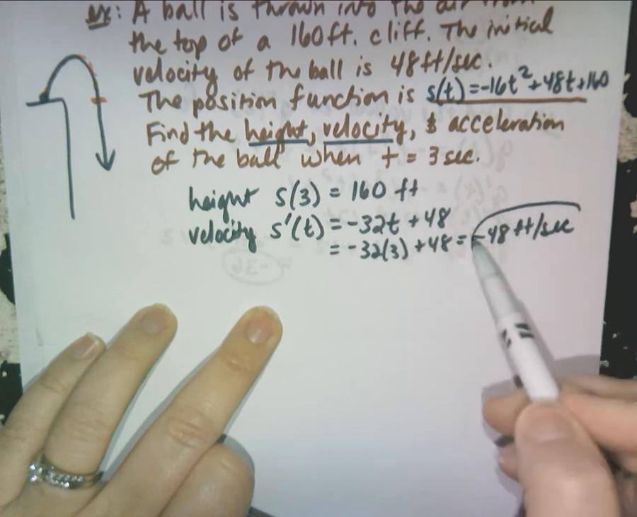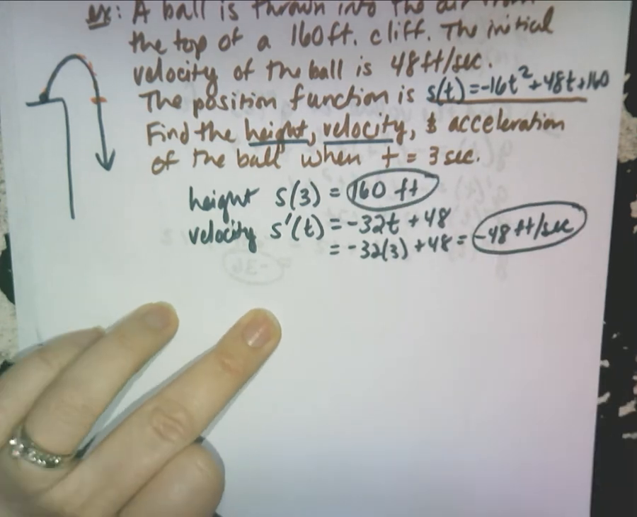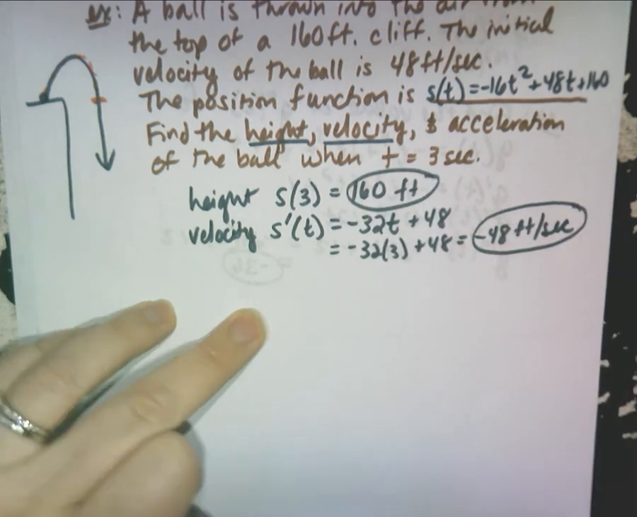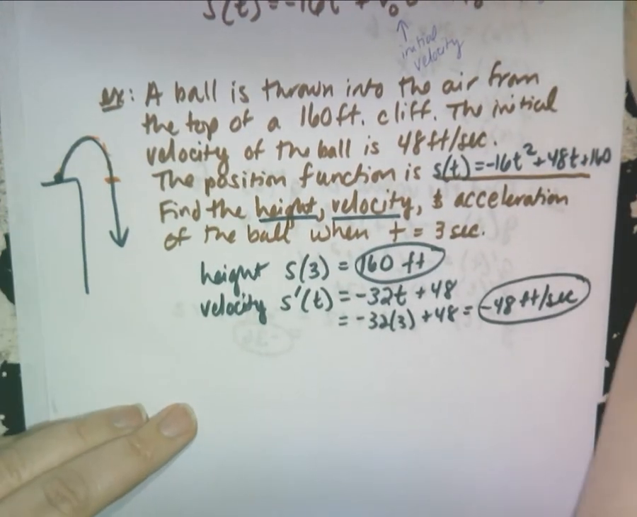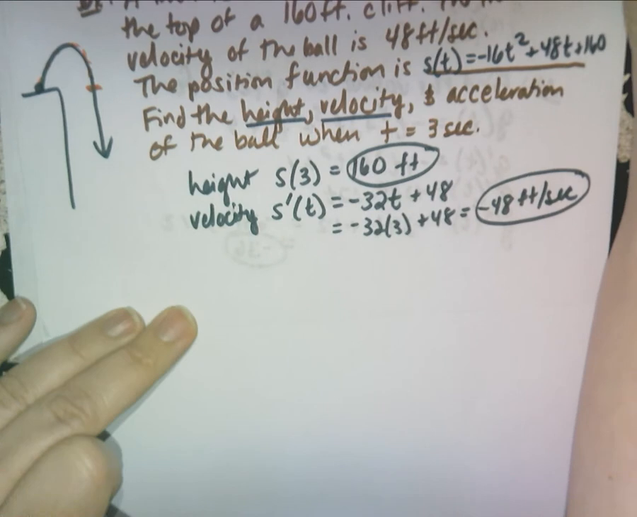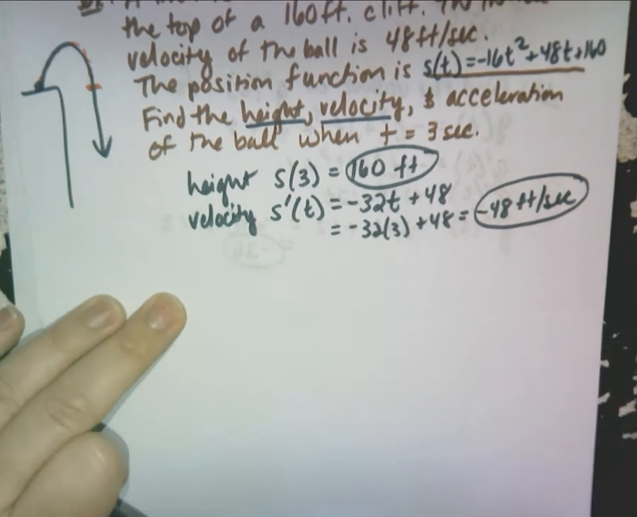You get negative 48 feet per second. Why is it negative? Because it's going down. So gravity is pushing upon us and forces us to have a velocity of negative 48 feet per second. All right, are you ready for this one?